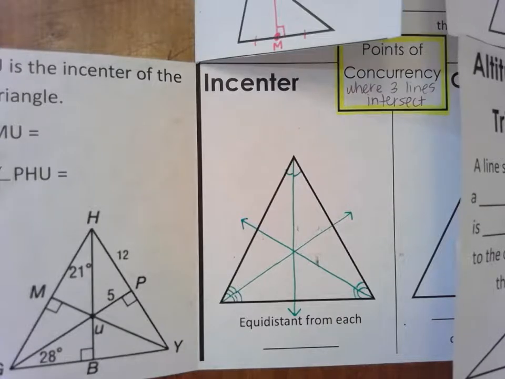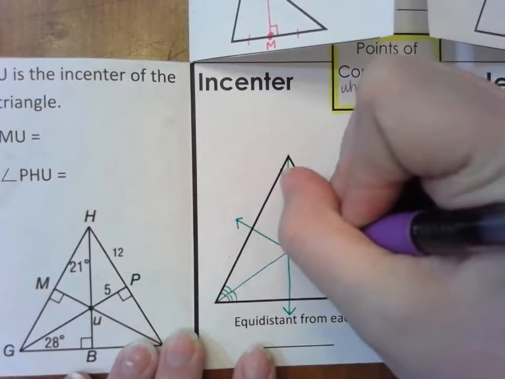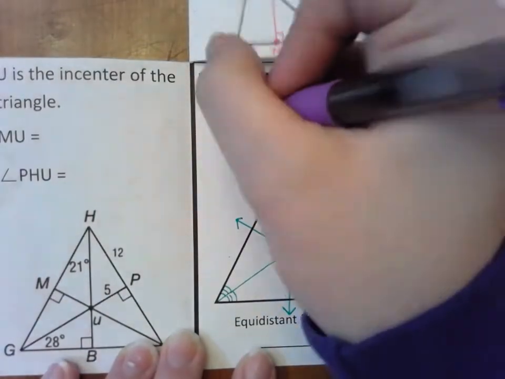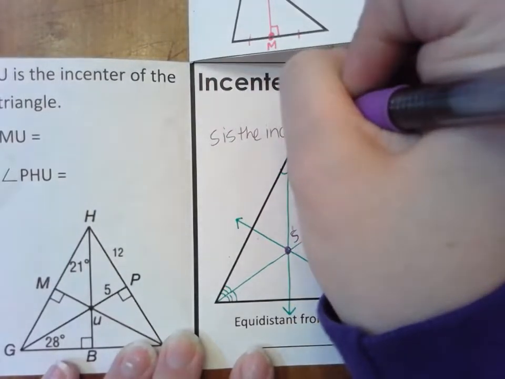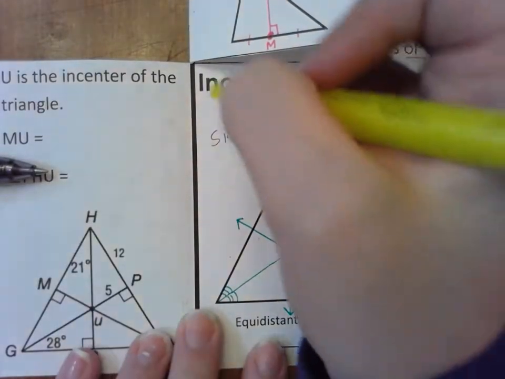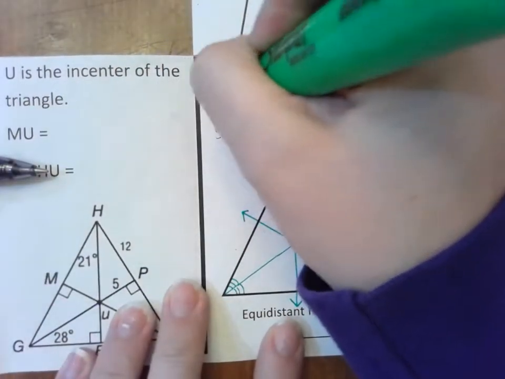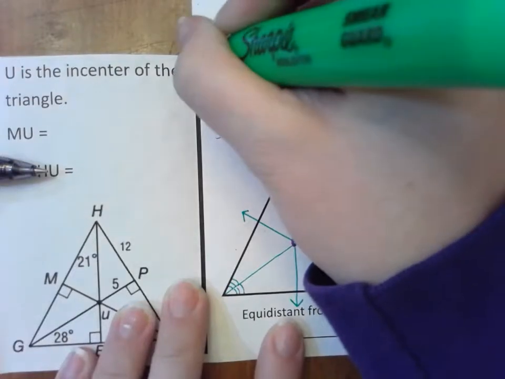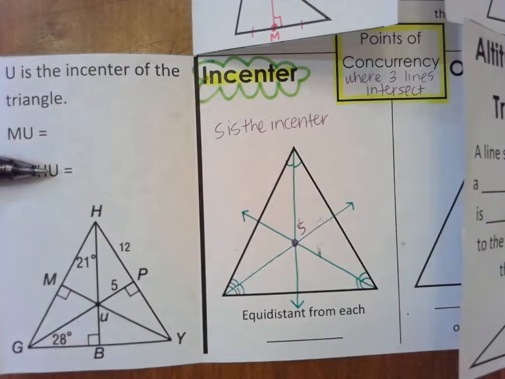Now, where the 3 angle bisectors intersect is at what's called the incenter. So if I labeled this S, then S would be the incenter for this triangle. Now the incenter is the point of concurrency for the angle bisectors. So the incenter is where the angle bisectors intersect. So you find it by finding all 3 of the angle bisectors first.